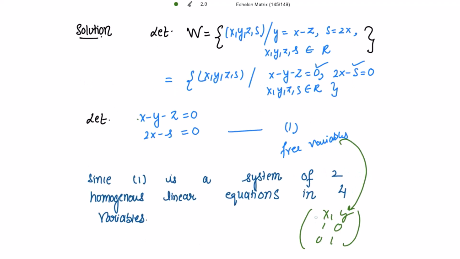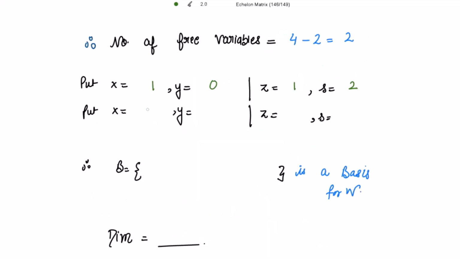Similarly, in the next set, x is taking the value 0 and y is taking the value 1. So from the first equation, we get for x equal to 0 and y equal to 1, we get minus 1 minus z equal to 0. That gives z equal to negative 1. And from the second equation, we get for x 0, we are having minus s equal to 0, that is s equal to 0. So for x equal to 0 and y equal to 1, we are getting the value of z to be negative 1 and the value of s as 0.